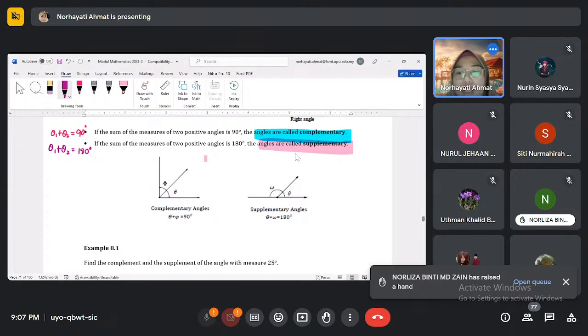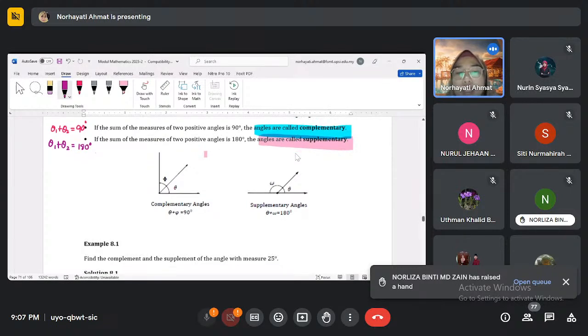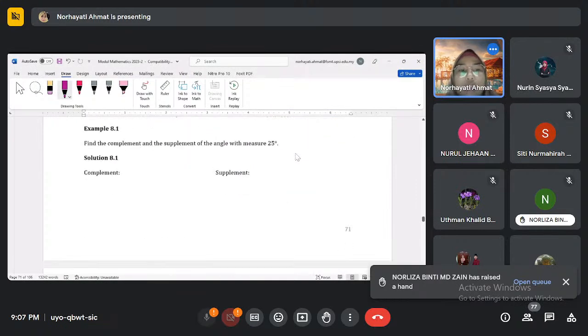Okay, so kita buat example 81. Find the complement and supplement of the angle with measure 25 degree. So let's assign this as theta 1 lah. We need to find another theta 2, the angle that complements theta 1, and also another angle that supplements theta 1.